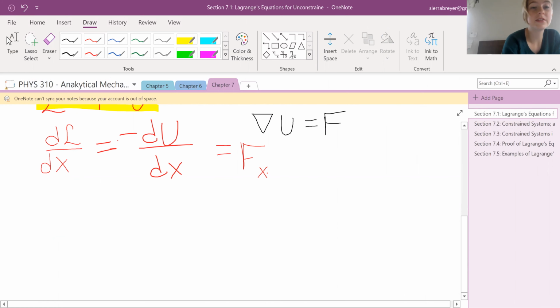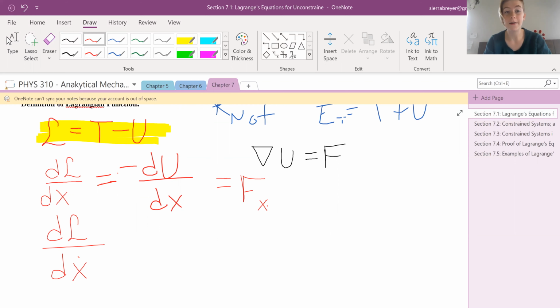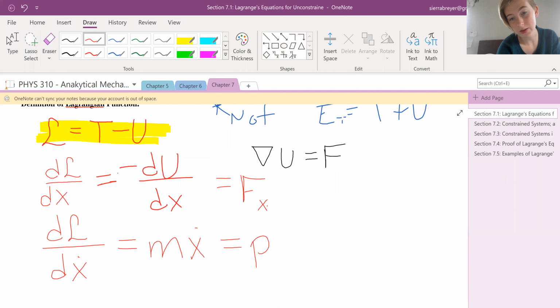The next derivative it has us think about is the derivative of the Lagrangian with respect to x dot. When we do this, we are only left with our kinetic energy portion. And when we take the derivative of that, we end up with just m x dot. So that is the momentum in the x direction.